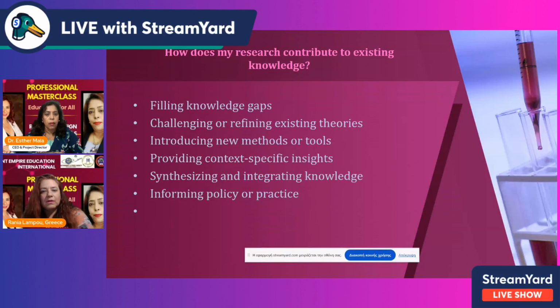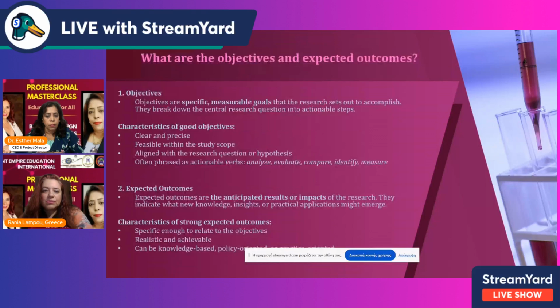So these points strengthen the body of knowledge by adding new evidence, by refining ideas, or offering practical applications. It's the bridge, we could say, between what is already known and what still needs to be understood. Of course, in our research proposal, in our description, we need to include the objectives, the expected outcomes of our research, what the study aims to achieve and what results it anticipates producing.